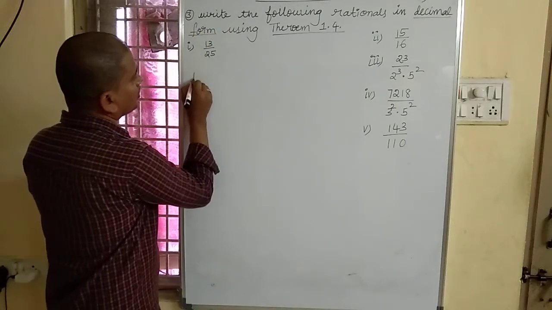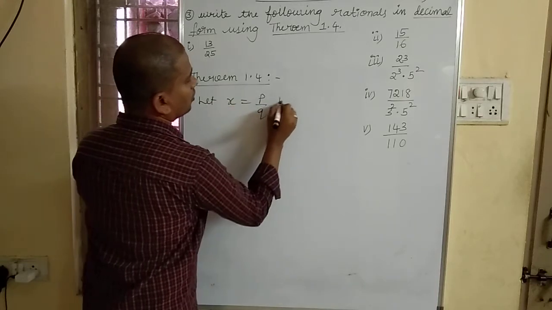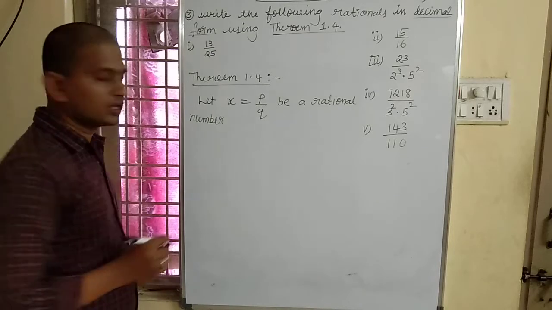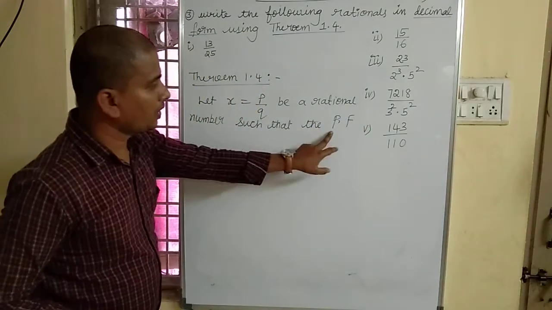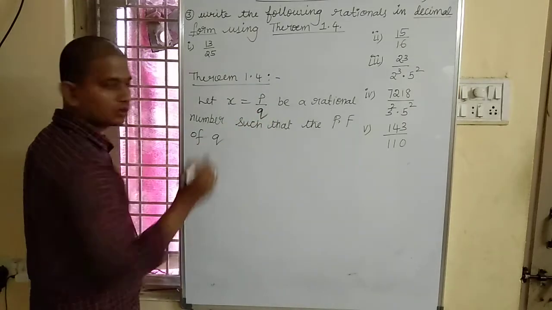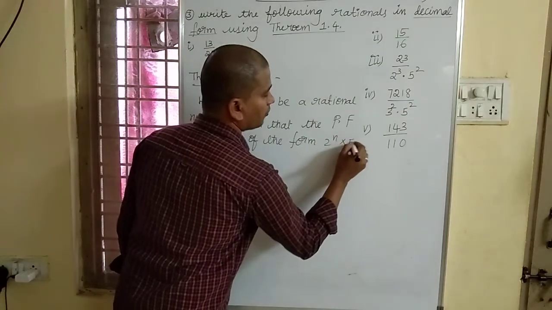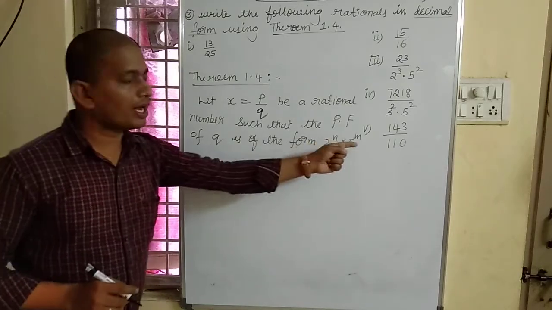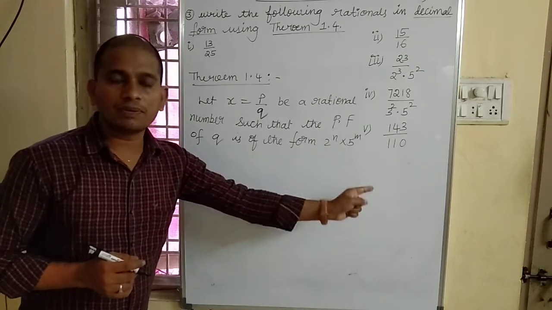Theorem 1.4 is: Let x equal to p by q be a rational number such that the prime factorization of the denominator, that is q, is of the form 2 power n into 5 power m, where m and n are positive integers, then x is a terminating decimal.